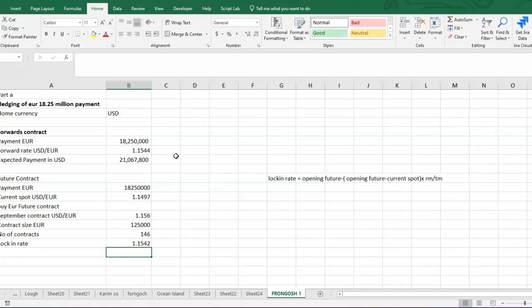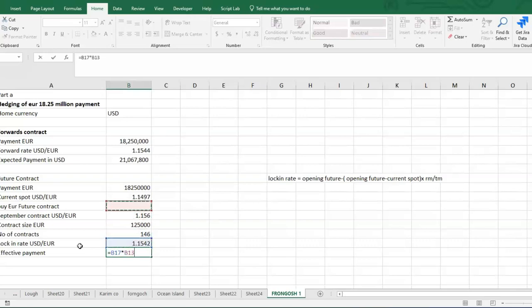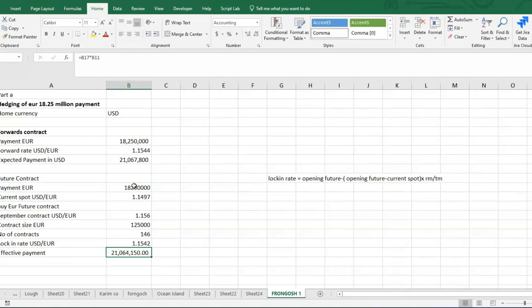Total months are 7. So lock-in rate will be 1.1542. So this is USD over euro. So effective payment is this into this, 21.64. This is the answer.